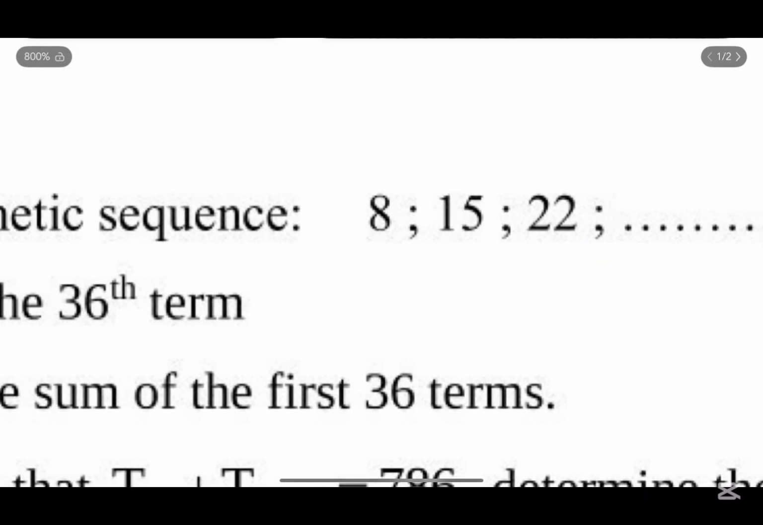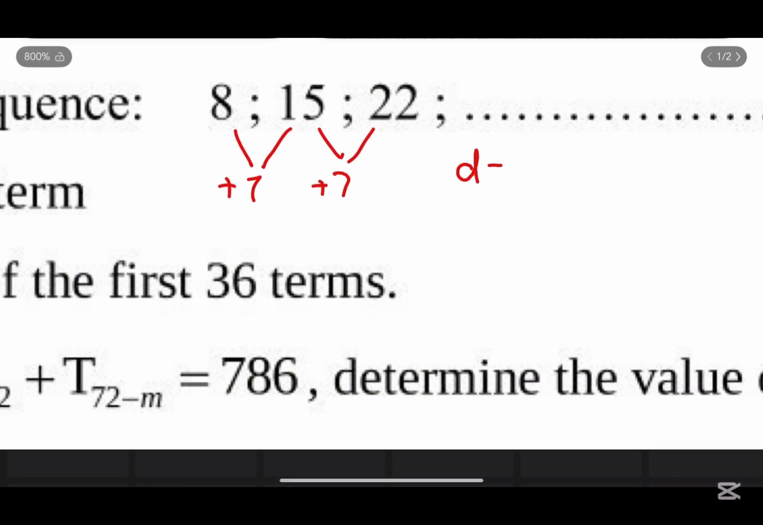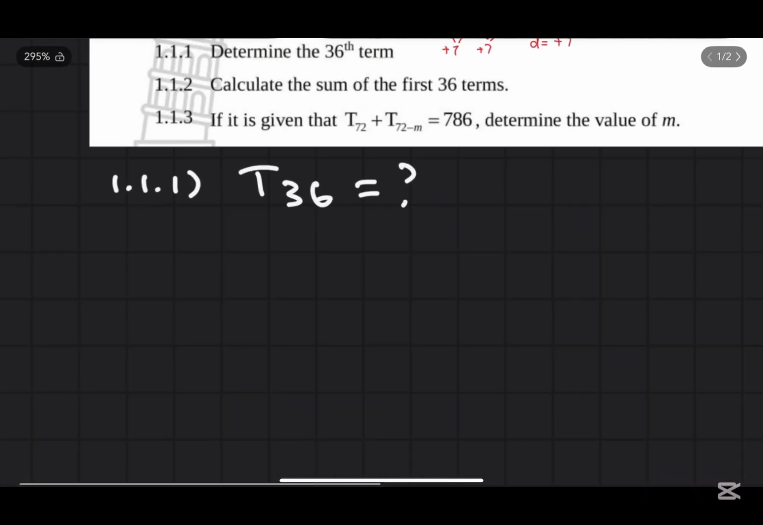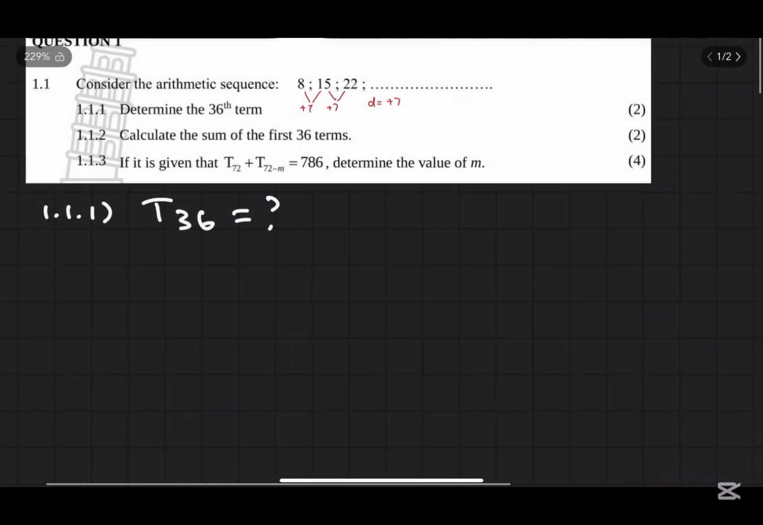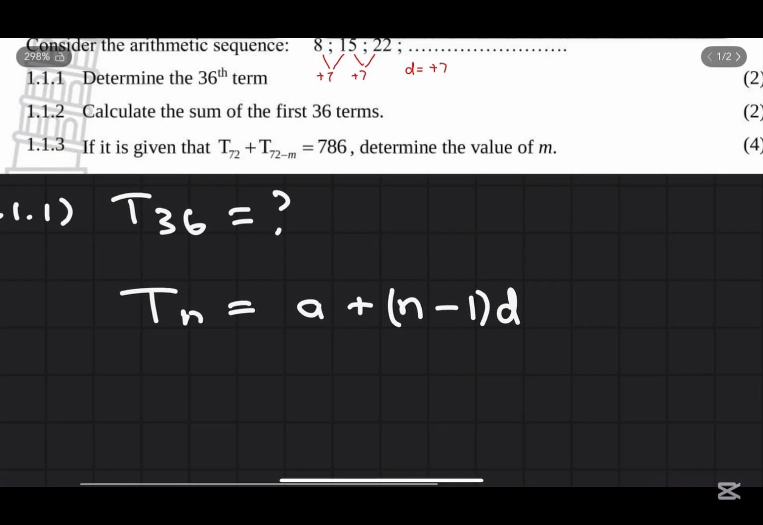So 15 minus 8 is 7, and then 22 minus 15 is also 7. And therefore, the common difference is positive 7. Our D value is positive 7. And we're obviously going to be using this equation: Tn is equal to A plus (N minus 1) times D.